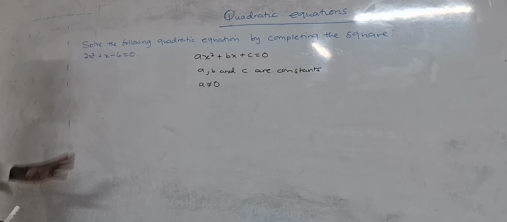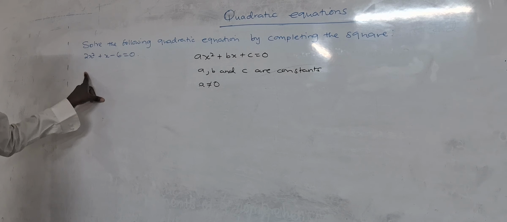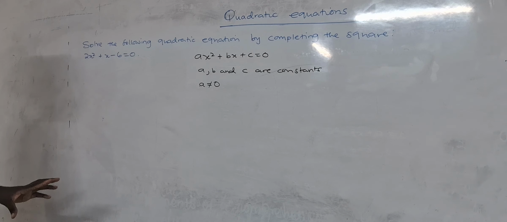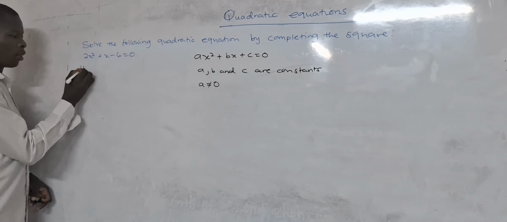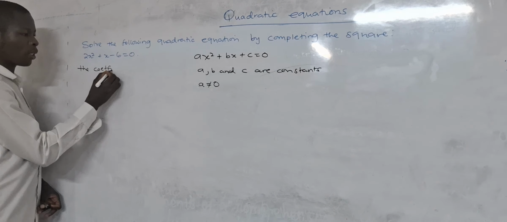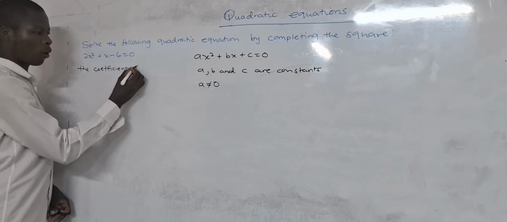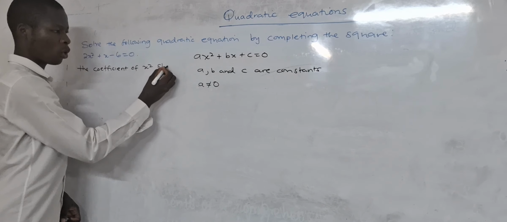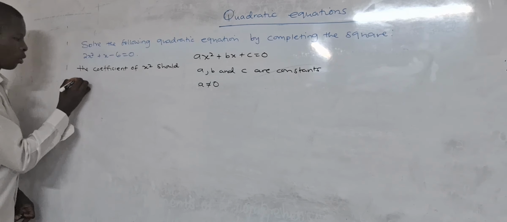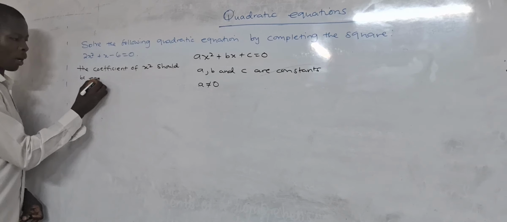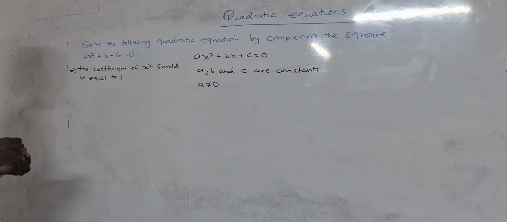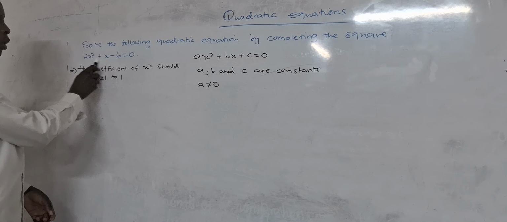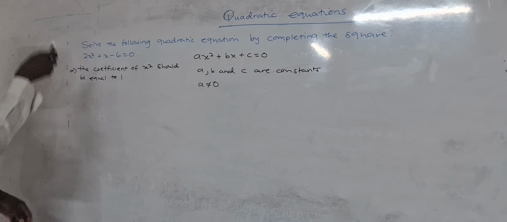If you want to solve a quadratic equation by completing the square, there is a condition. The condition is this: the coefficient of x squared should be equal to 1.